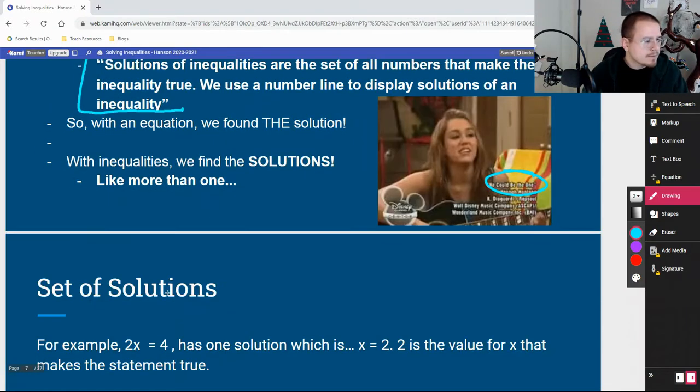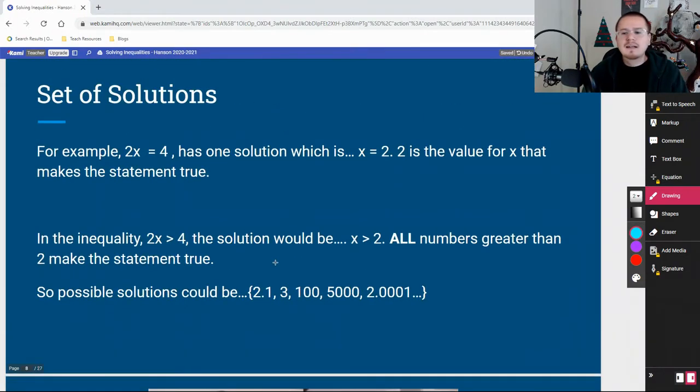All right. So continuing with the set of solutions. We have an example here. We've got the equation 2x equals 4. If you solve that, you divide by 2 on both sides, you get x equals 2. 2 is the value for x that makes the statement true. So if you have a 2, that's your number. That's the only number that makes that equation true.